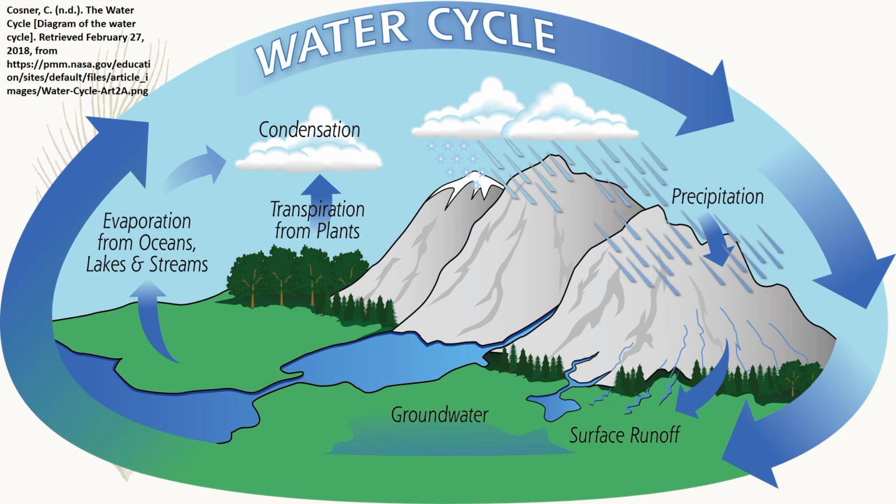According to Charles Cosner's diagram of the water cycle, it is the cycle of processes by which water circulates between the Earth's oceans, atmosphere, and land, involving precipitation as rain and snow, drainage in streams and rivers, and return to the atmosphere by evaporation and precipitation.